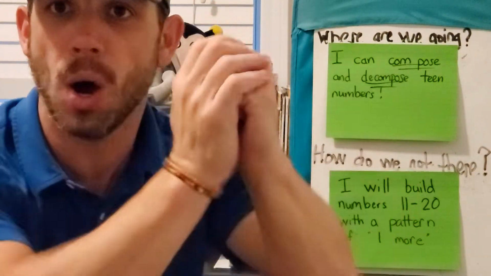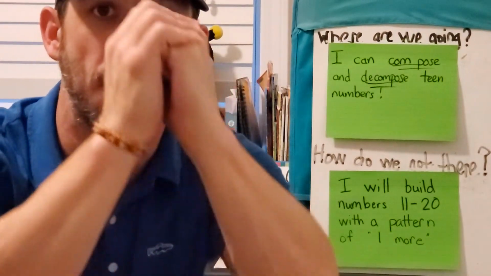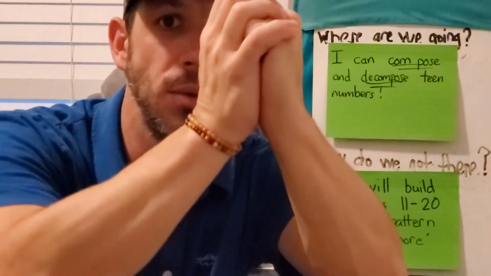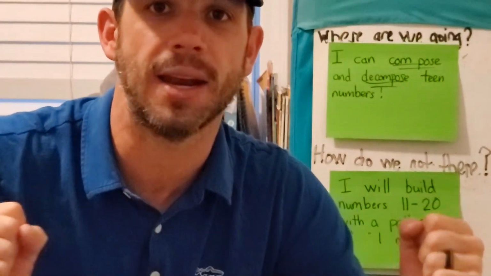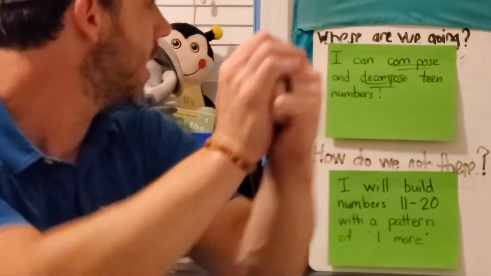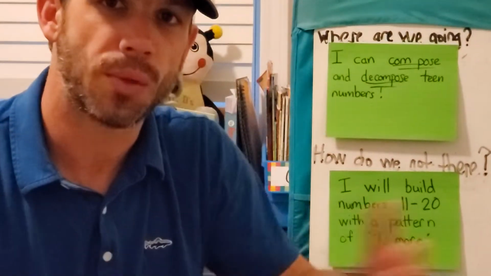So we will compose and decompose. So from our number bonds, when we break the whole apart, that's decompose. So we will compose and decompose. Do that with me. I can compose and decompose. Awesome. Teen numbers. I can compose and decompose teen numbers. That's those numbers 11 through 20.